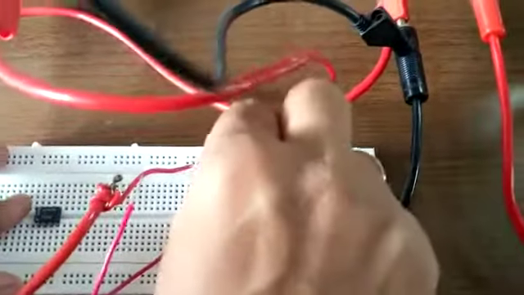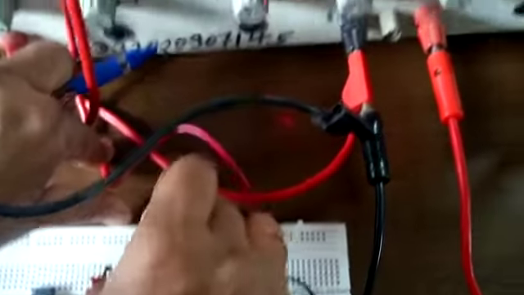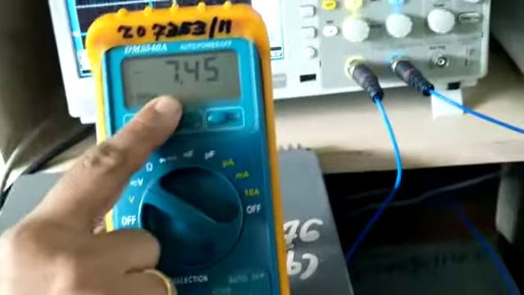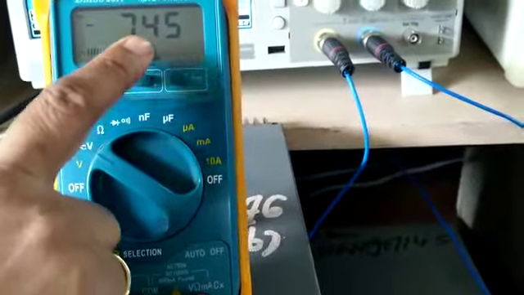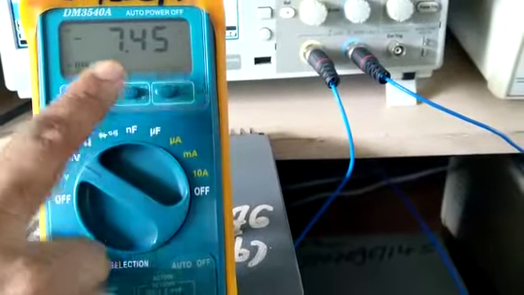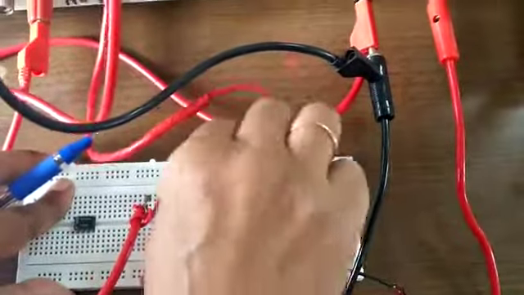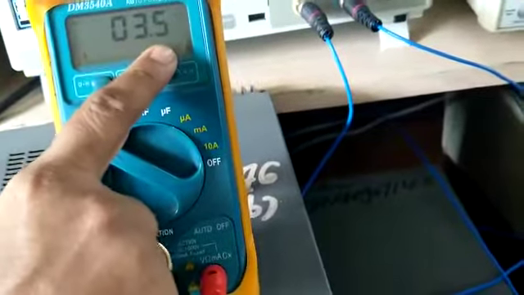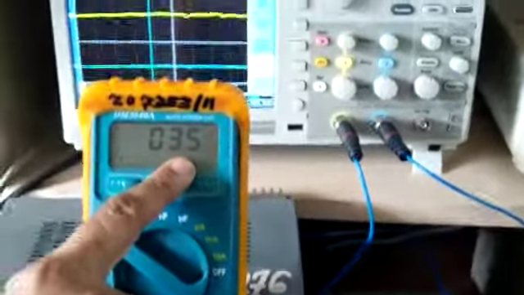So let us connect both the switches to VCC. Now the condition is B0 B1 equal to 1 1. At that time I am getting the output voltage of minus 7.45. The ideal value is 7.5, but it is showing minus 7.45. Now let us make it 0 0, so I will connect both the switches to ground. So both the bits are 0 0, and on the output I am getting 3.5 millivolt. The expected value is 0 volt, but here it is showing 3.5 millivolt.